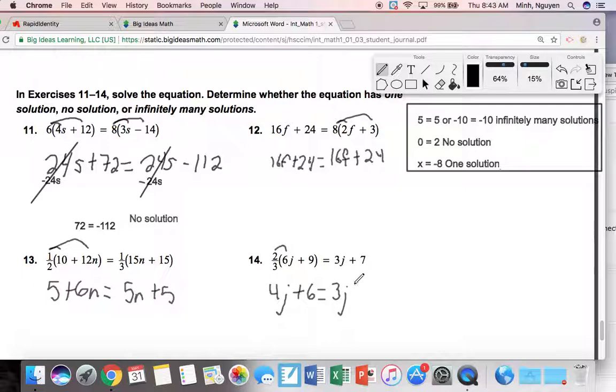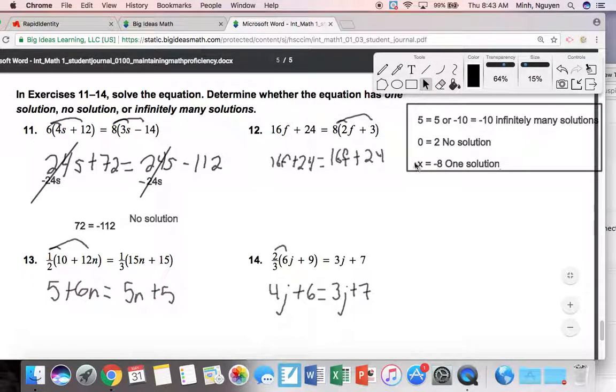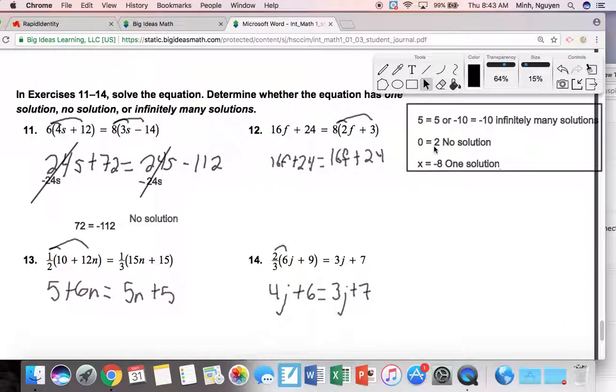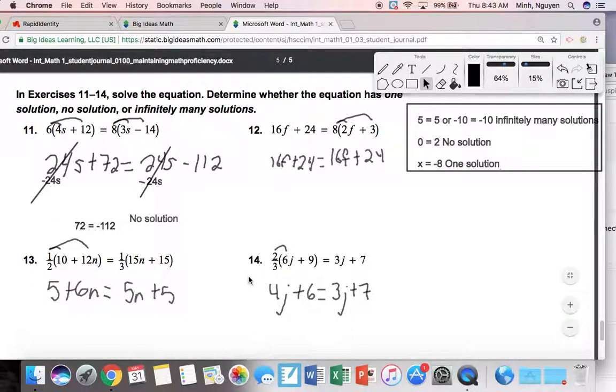Again, you guys just solve this just like everything else. Except you have to figure out, okay, if I get x, or the variable, equals a number, that's one solution. If I get two different numbers equal to each other, then that doesn't make any sense. That's no solutions. And if you have a number equal to itself, then that is infinitely many solutions. Sorry, let me leave that there. I'll just erase it.